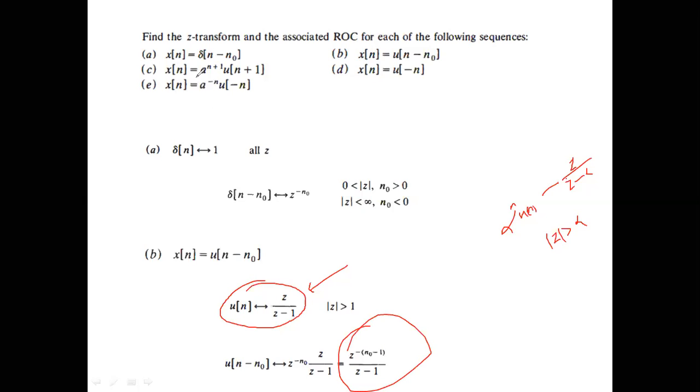Here the author assumes that you already know the approach. First we have to compute the Z transform of alpha to the power n into u of n.